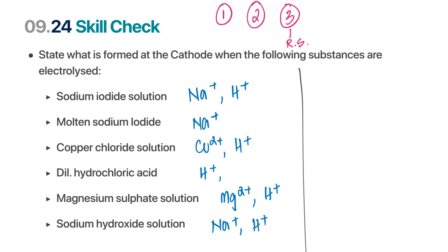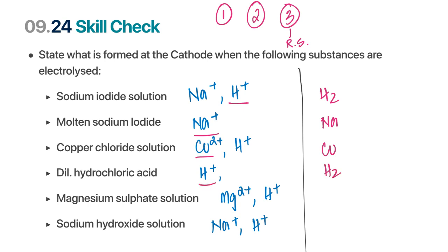Between sodium and hydrogen, hydrogen is way at the bottom. So hydrogen is going to discharge, and when hydrogen discharges, H2 gas is formed. For the second one, there's no competition. It's only sodium, so sodium metal will be formed. And for the third one, copper is below hydrogen, right? We just did a question where copper was right after hydrogen. That's how I remember it, otherwise I would have to look it up. So what's going to be produced is copper metal. For dilute hydrochloric acid, there's no competition. It's just hydrogen, so H2 gas will be produced.